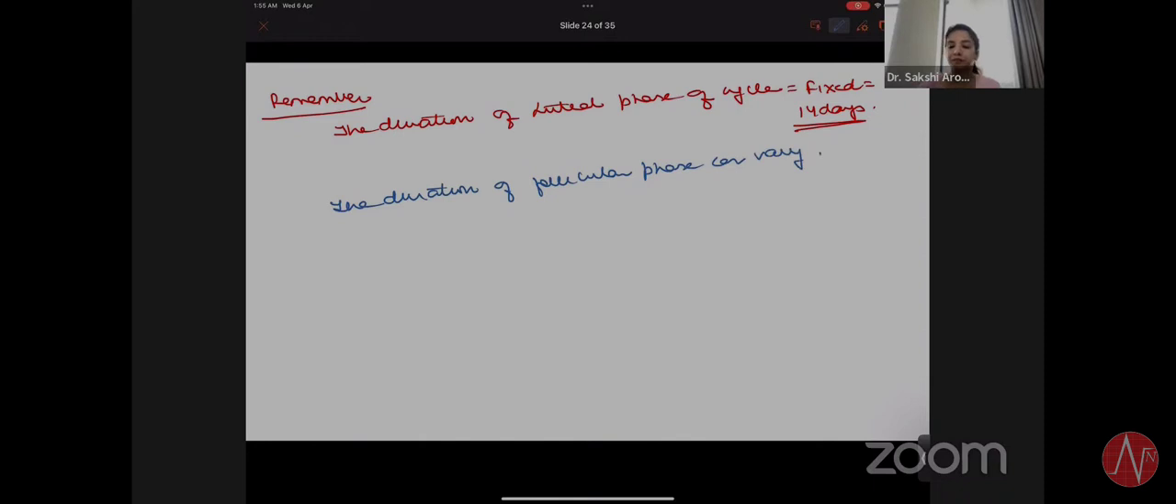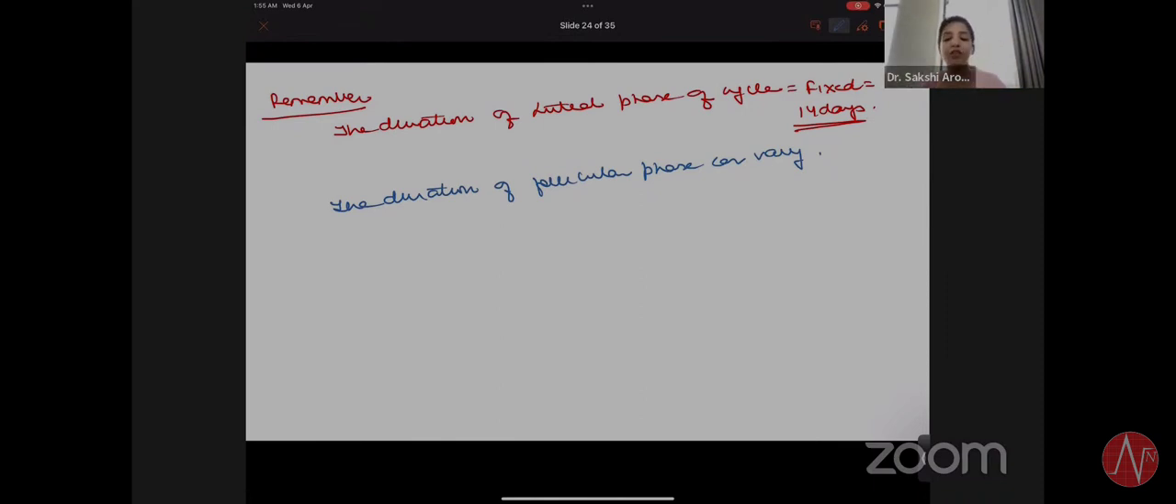Right? So suppose, now I'm giving you a question. Suppose there is a female whose period came on 1st of March. This female has a 30 day cycle. So that means her next period will be on 30th of March. Always remember that day 1 of the cycle is the day a female starts having menstruation. The day the bleeding starts is the first day of the cycle.